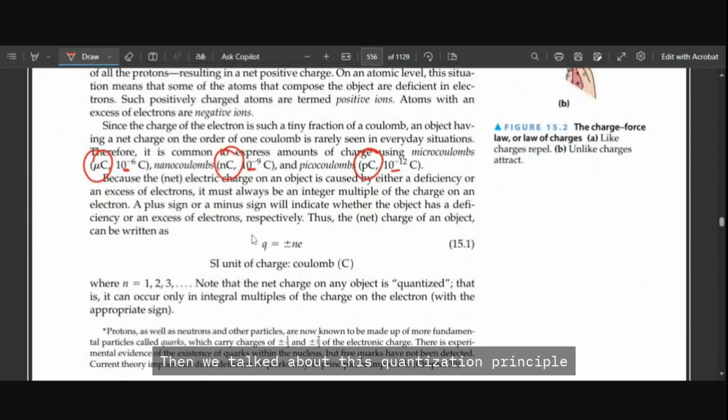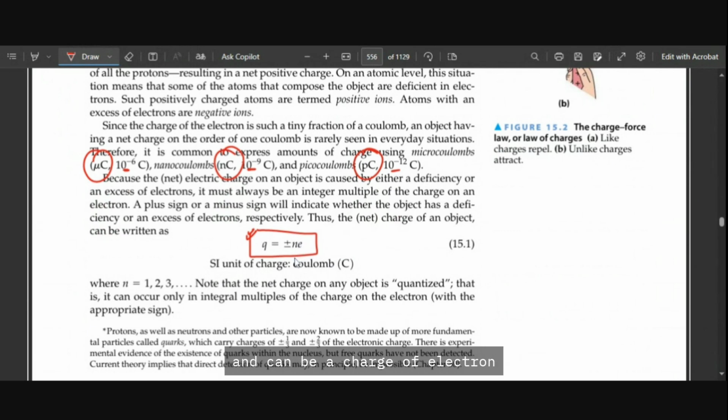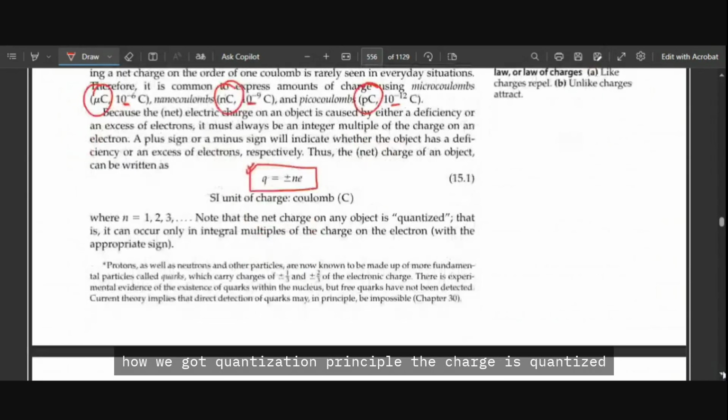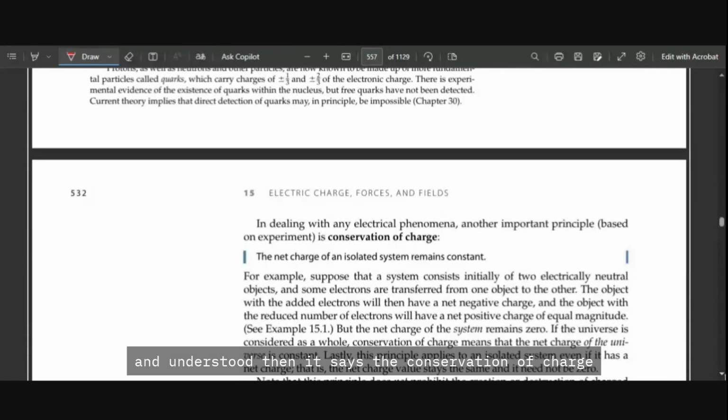Then we talked about this quantization principle, where the net charge of any given body can be calculated as the number of charged particles, that is, number of electrons times the charge of an electron. This will ultimately give us the total charge of the body, which can be the charge of a proton and the charge of an electron, which is going to be similar if we have the same number of electrons and protons in a given body. So this is how we got the quantization principle. The charge is quantized, which we have already studied and understood.